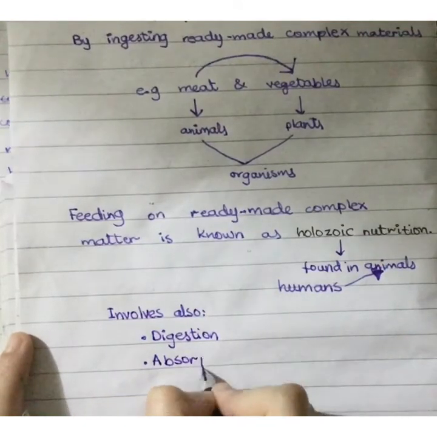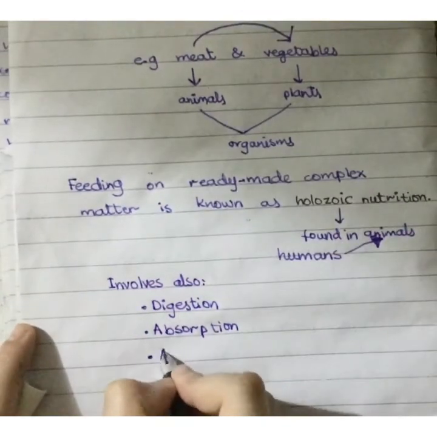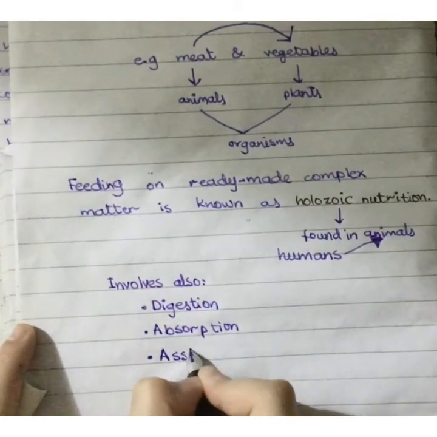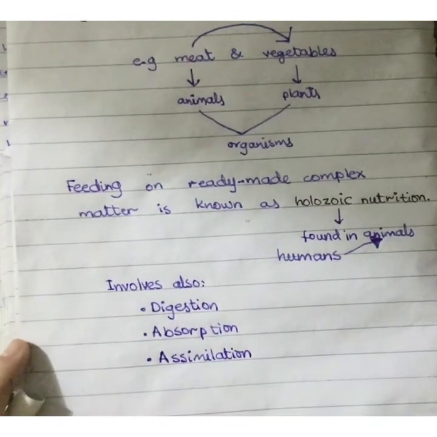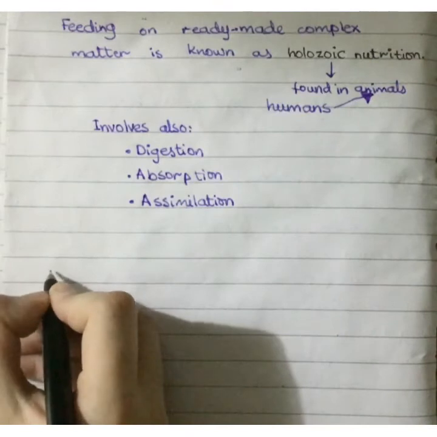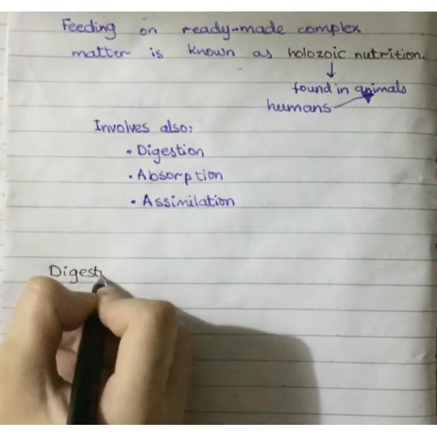And absorption, I last time wrote it with a B, but it's with a P, sorry. Absorption, okay. And now assimilation. These four processes: feeding on ready-made complex matter, then digestion, absorption, assimilation, this is all Holozoic nutrition. Now we discuss the two types of digestion.